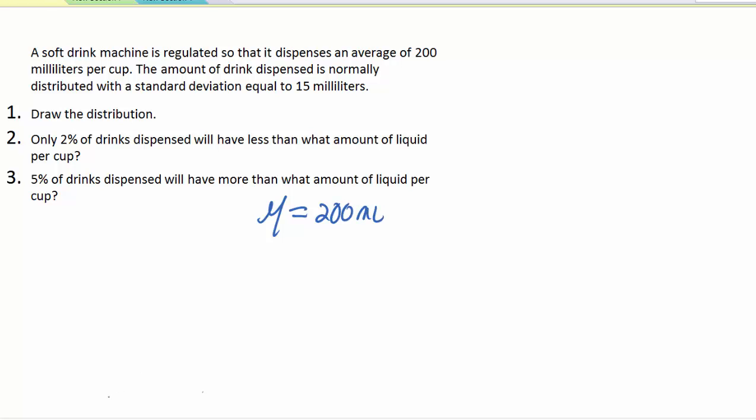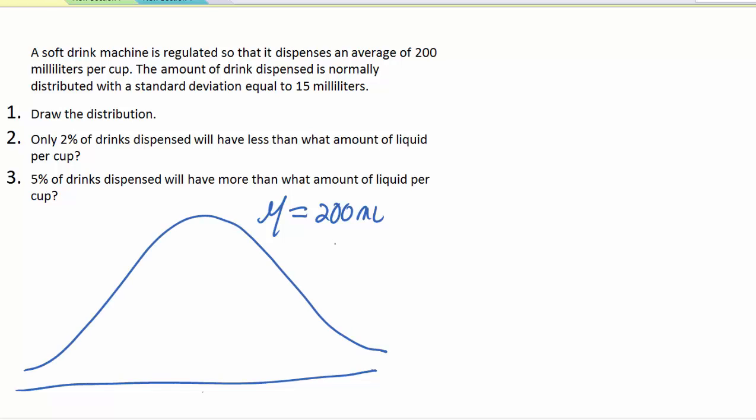The amount of drink dispensed is normally distributed, so it looks something like this, with a standard deviation equal to 15 milliliters. So the first step we want to do when we draw the distribution is put in the center as the mean, then 1 standard deviation up from the mean, 2 standard deviations up, and 3 standard deviations up from the mean. Then 1 standard deviation down, 2 down, and 3 down. This will give us a nice visualization of our values when we get our answers, to see if they make sense.